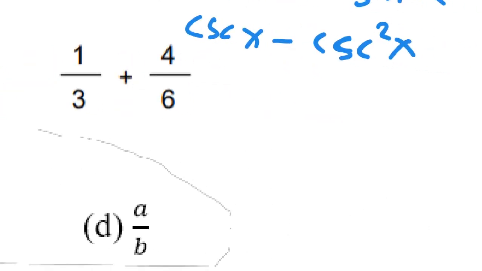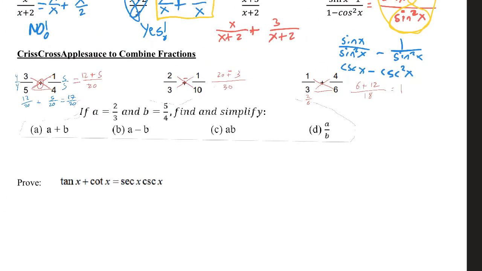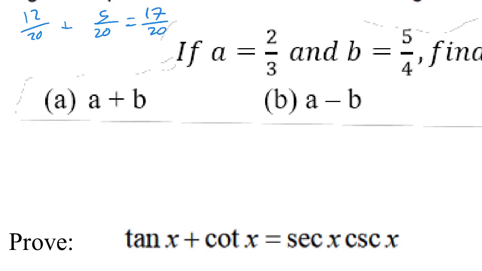Try another one. A third plus, okay, now this one, normally this should just become 2/6, and the answer should be 6/6. But this crisscross applesauce still works. This would give me 6 plus 12 over 3 times this, which is 18, which is still 18/18, which is 1. So even though you don't have to actually change both of them, crisscross applesauce still works and is faster and fun. More funner, yeah.